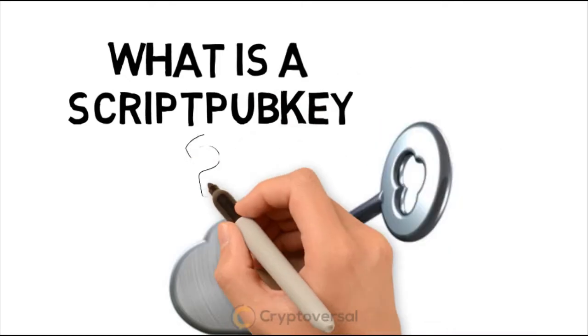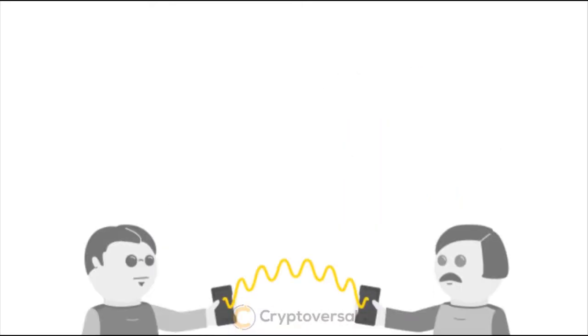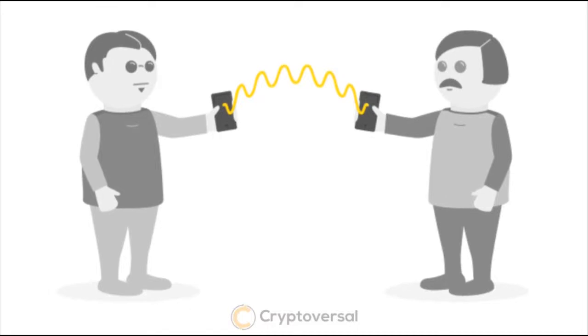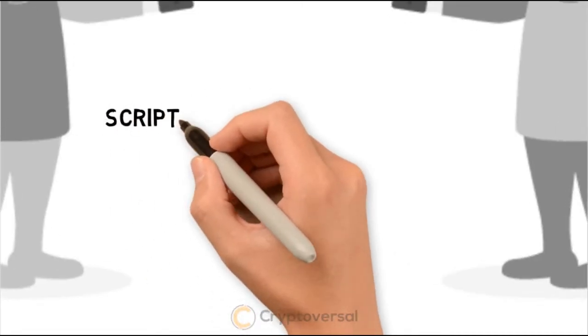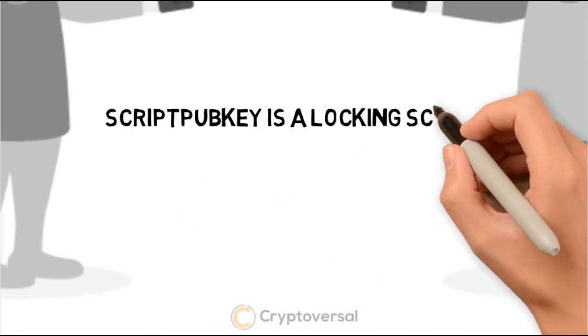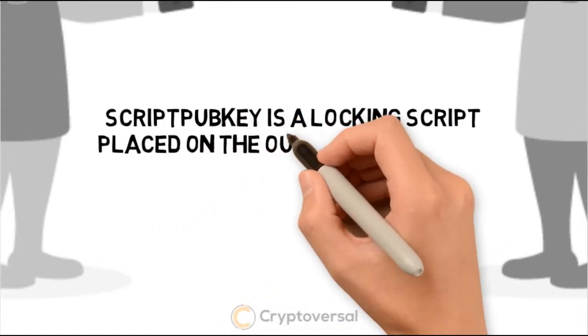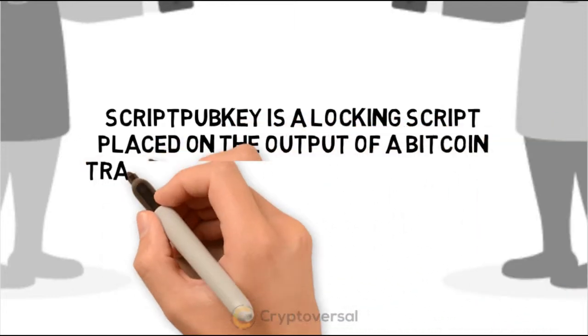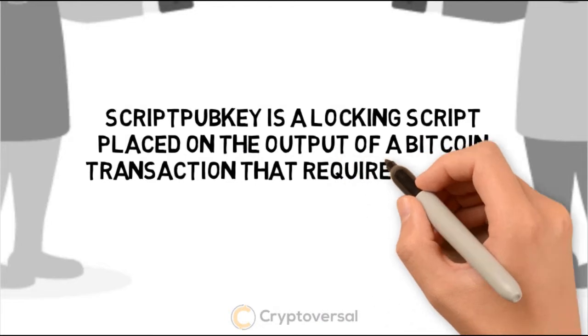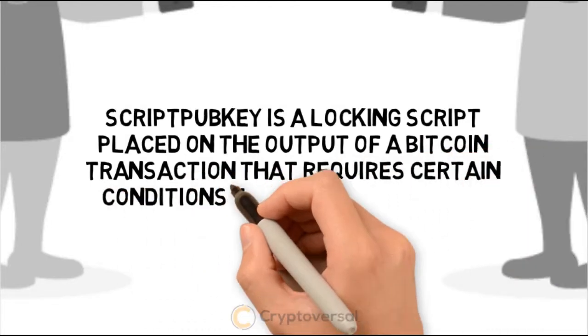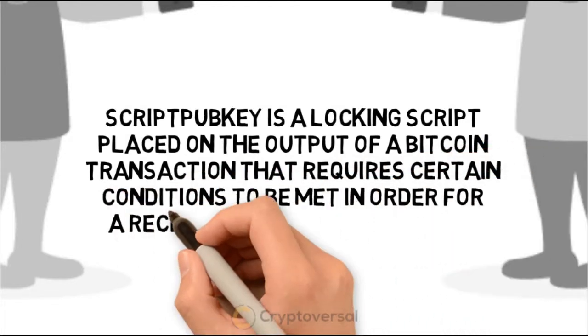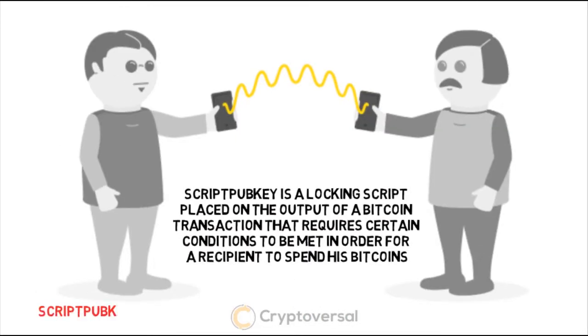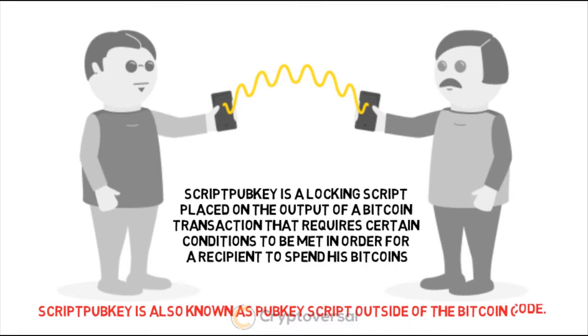What is a Scriptpubkey? Scriptpubkey is a locking script placed on the output of a Bitcoin transaction that requires certain conditions to be met in order for a recipient to spend his Bitcoins. Scriptpubkey is also known as Pubkey script outside of the Bitcoin code.